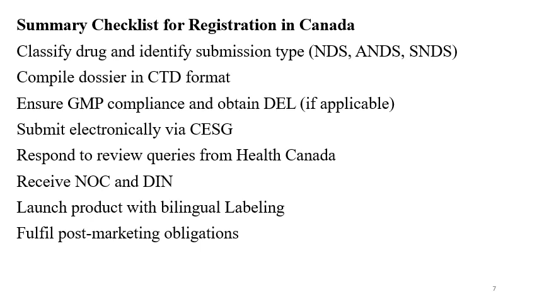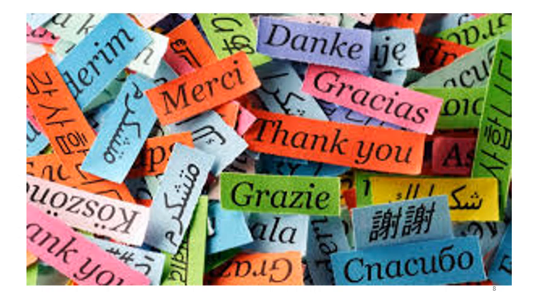Submit electronically via the electronic gateway, that is CESG, and respond to the queries from Health Canada. Provide the justifications if questions are asked regarding any quality or regulatory requirements. Receive the NOC and DIN number. Launch product with the bilingual labeling, like English and French is required, and fulfill the post marketing obligations. So this is the way to register the drug product in Canada.